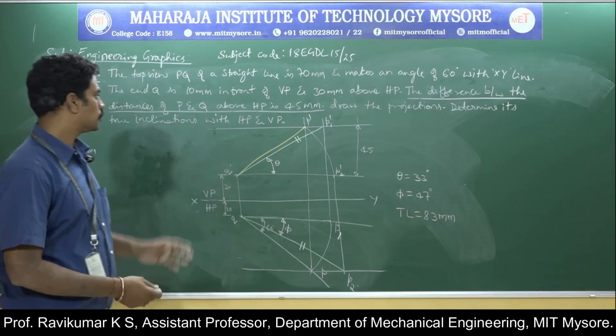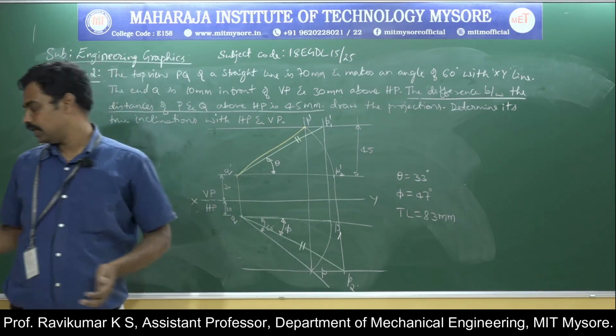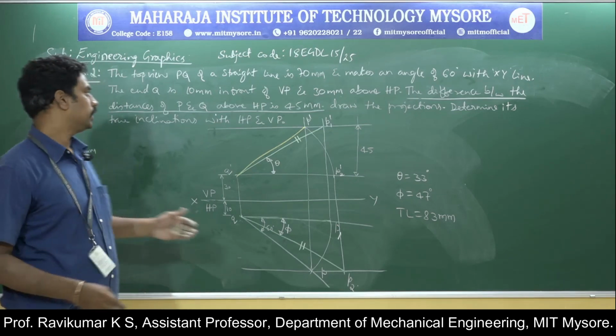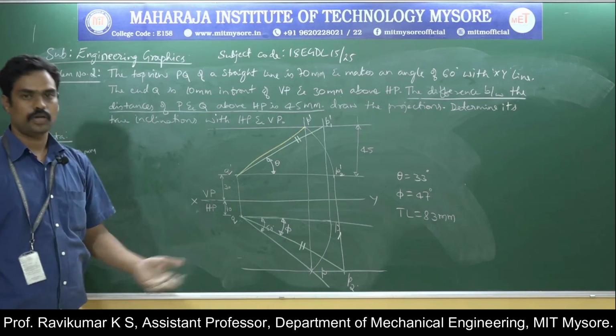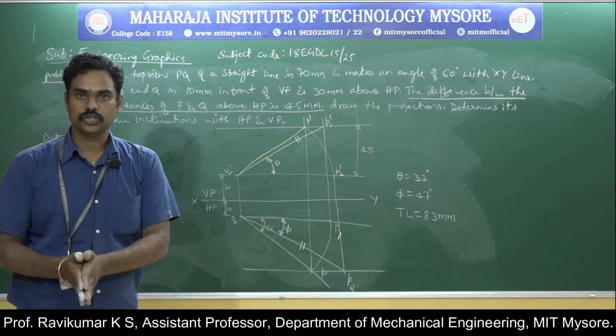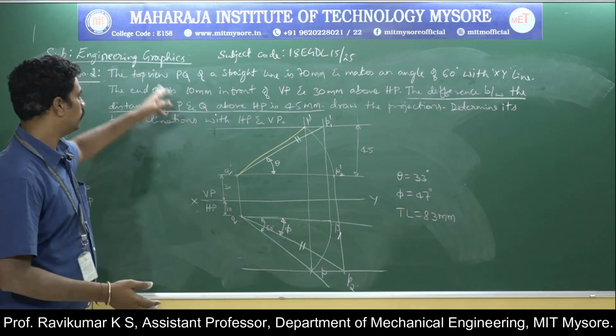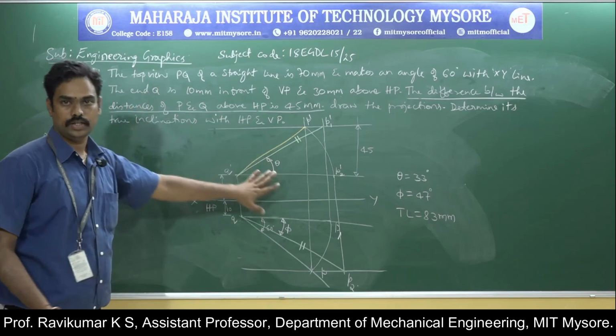So this is how I need to solve the problem on lines with different conditions, where it will start with the apparent length. In the previous problem, it started with the true length to get the apparent length. Here it has started with the apparent length to get the true length.